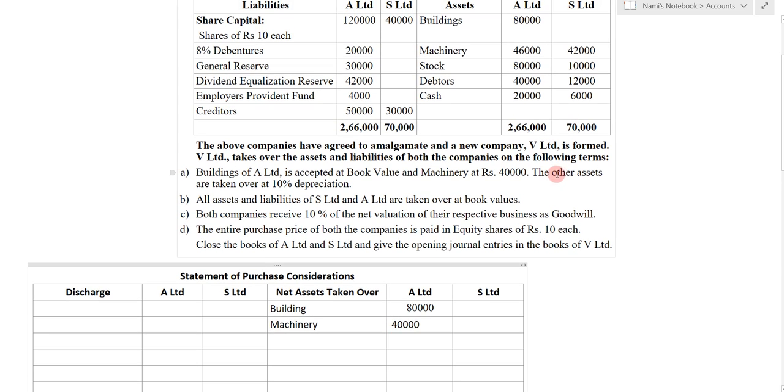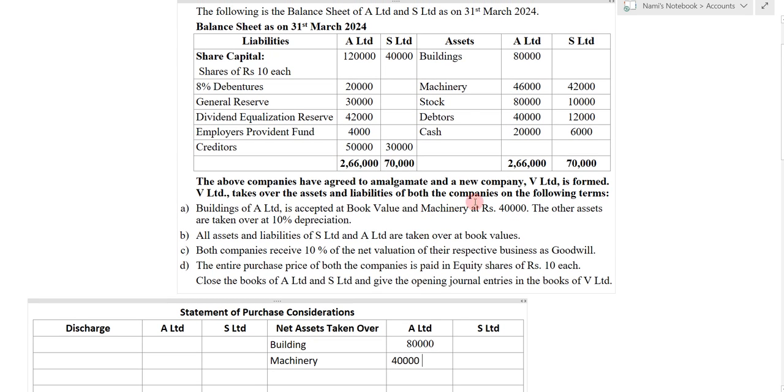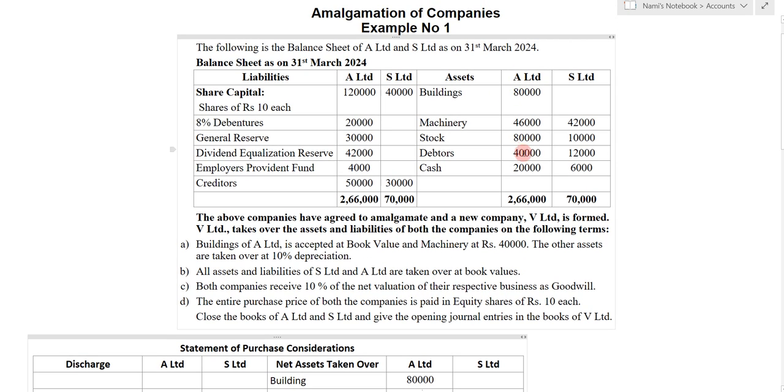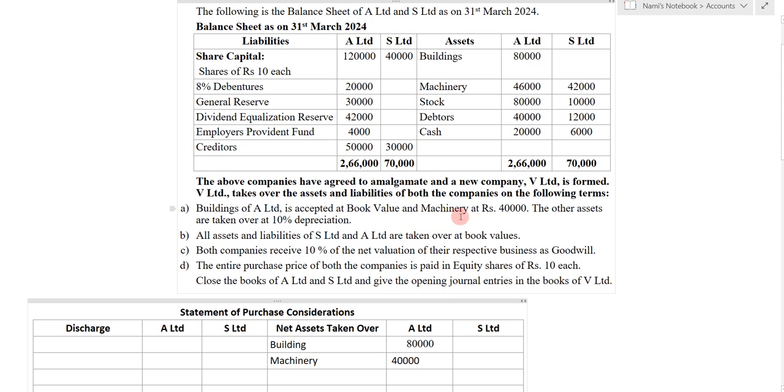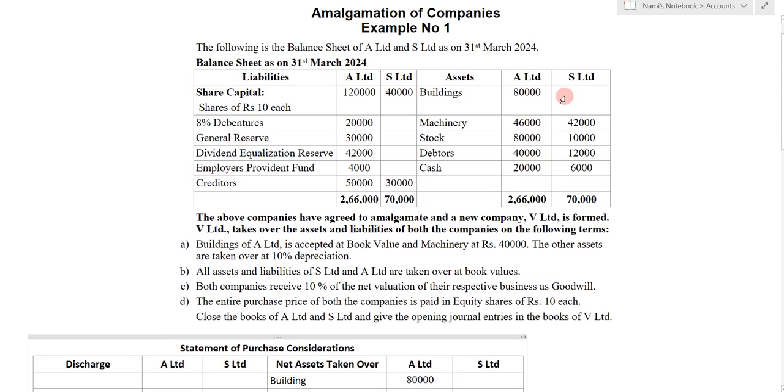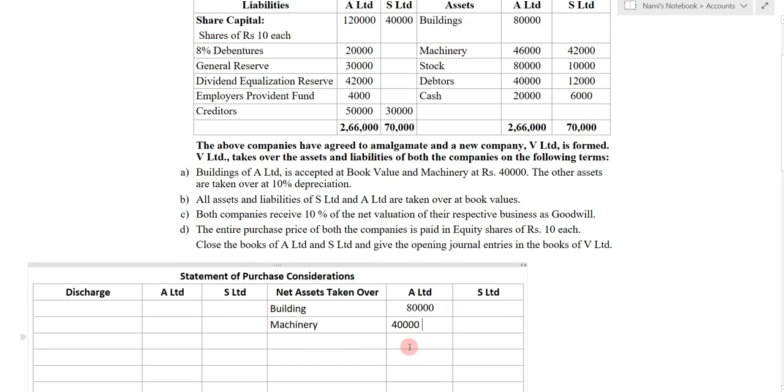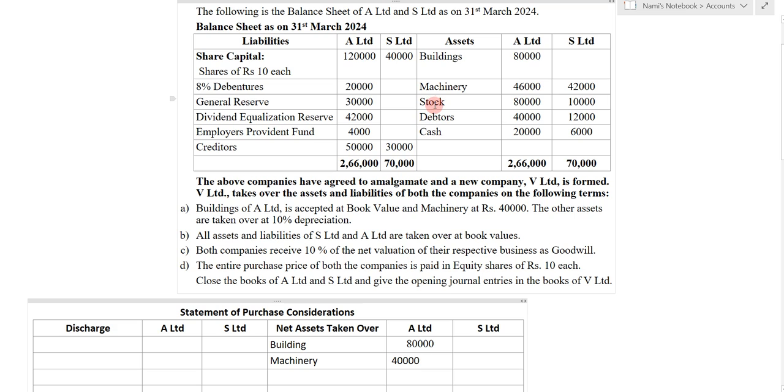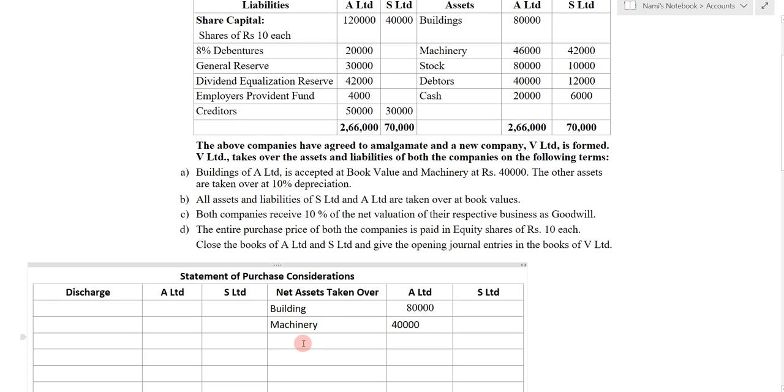Okay. Now other assets are taken over at 10% depreciation. So other assets of A Limited have been taken at 10% depreciation. So assets of A Limited, buildings they have said to take at book value, so we took it at book value. Machinery they said to take at rupees 40,000, so here 40,000 we have taken. Now other assets are taken over at 10% depreciation. So what is the remaining assets? Stock and debtors. Stock is how much? 80,000 rupees.